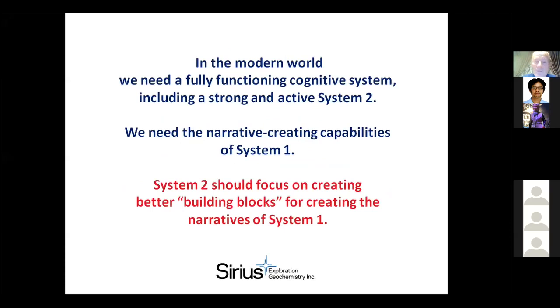So my solution is, and this is something I like to do in my work, and I like to pass on to people who are thinking about things like IGA, is that System 2 should focus on creating better units or building blocks that will then be passed on to System 1 to create the narratives. Let System 2 do all the interpretation of those, pass them on to System 1, and let System 1 tell the story.